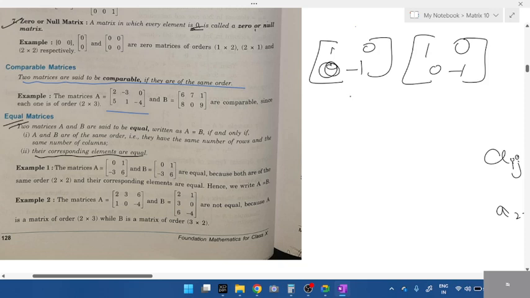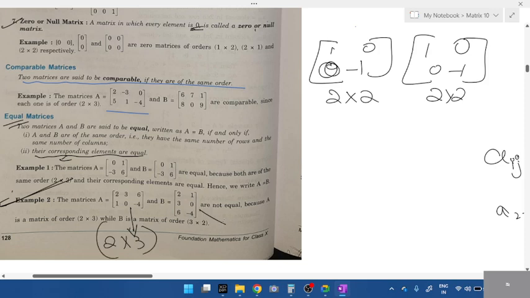And the order also should be same. See, this is 2 into 2 order, even this is 2 into 2. But look at the second example. The first one is, what's the order of this one, students? How many rows are there? 3 into 2 or 2 into 3? Yes. First we give preference for row. 2 into 3. 2 by 3.